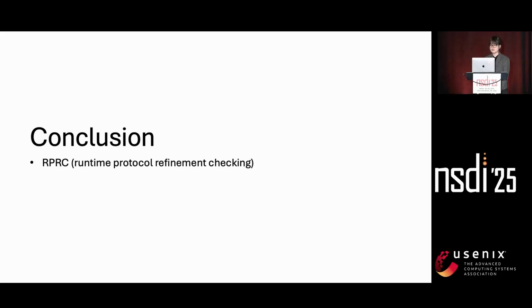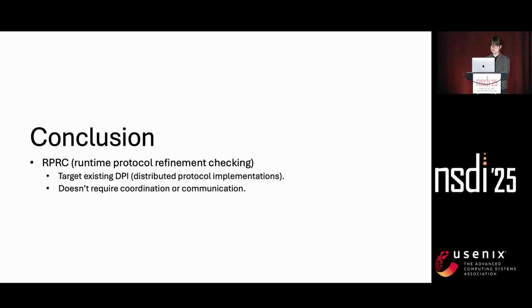So in conclusion, we propose RPRC, Runtime Protocol Refinement Checking, a new way to check the correctness of existing distributed protocol implementations. And RPRC shows a local solution that doesn't require coordination or communication, and thus makes it an efficient way to check correctness of deployed DPI at runtime.